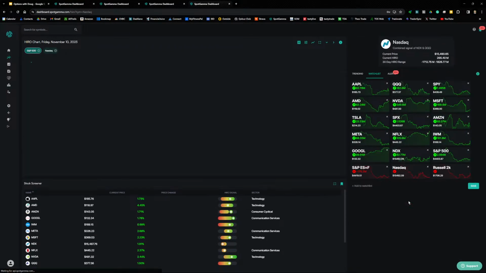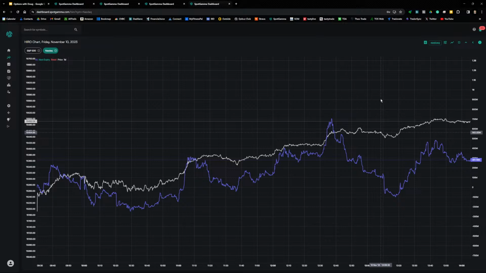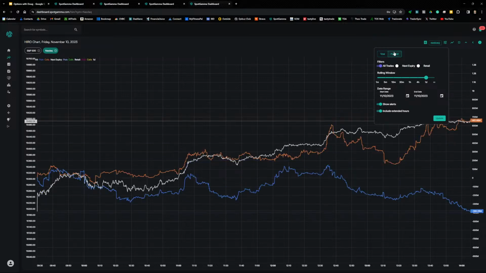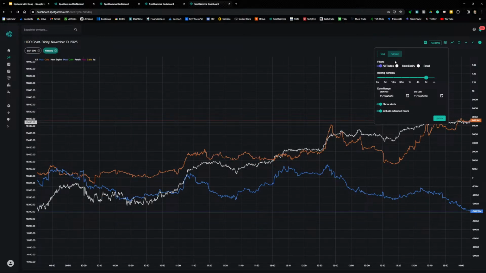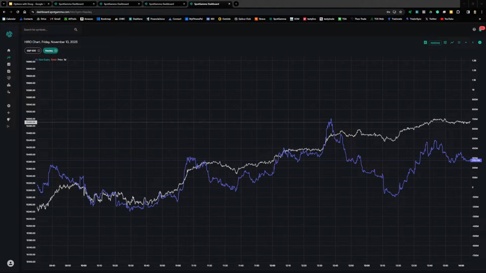Let's take a look at Nasdaq. So for Nasdaq, the Hero signal is not as clear as the S&P 500. Note that traders are buying calls, also buying puts. Calls are shown by the rising orange line, puts shown by the falling blue line. Call buyers are more aggressive, really driving price today. And you can see the shift in Hero right around 10:30, 10:40.